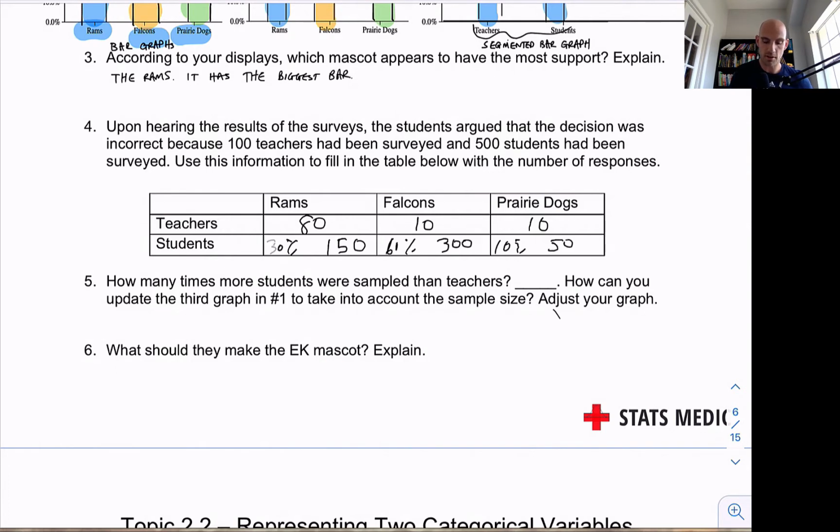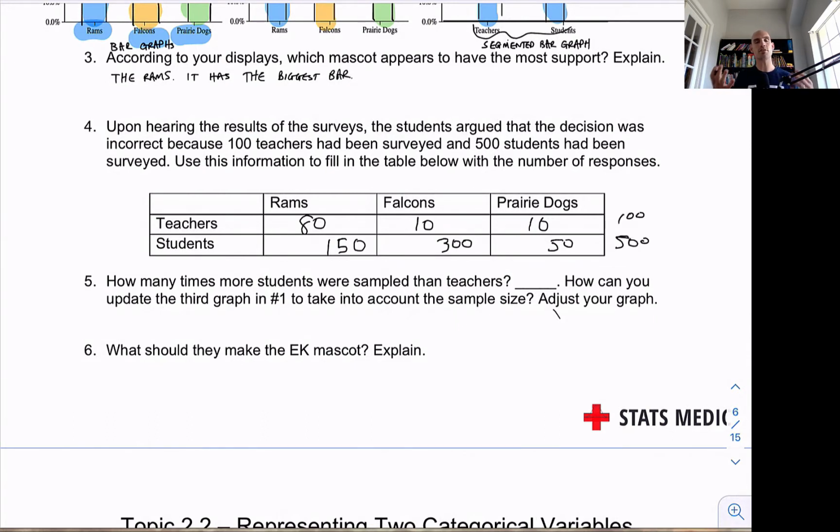Something we need to consider whenever we're transitioning from the relative frequency to the number is, do they actually add up? Is 150 plus 300 plus 50 actually equal to 500? Yes, that's actually equal to 500. 80 plus 10 plus 10 is 100.